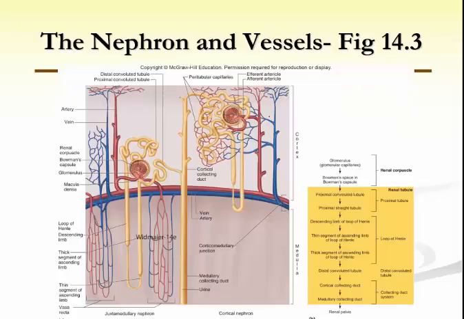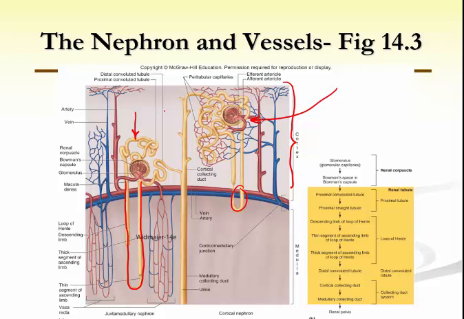Figure 14.3 in your textbook shows you the difference between the cortical nephrons and the juxtamedullary nephrons. The cortical nephrons are almost entirely contained within the cortex region of the kidney. The loop of Henle may dip a little bit into the medulla, but the juxtamedullary nephrons are much closer to the medulla, and their loop of Henle does extend deep into the medullary tissue.